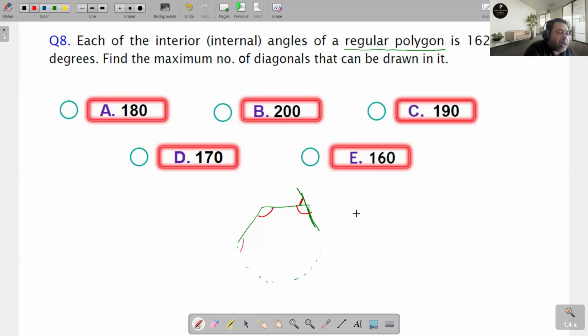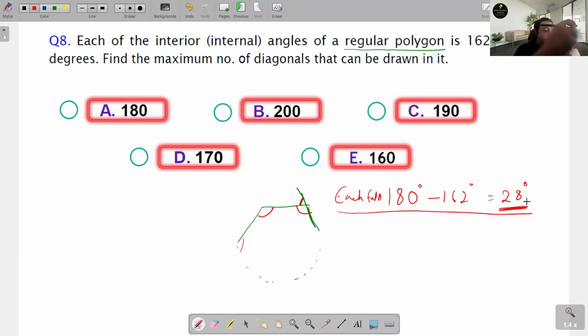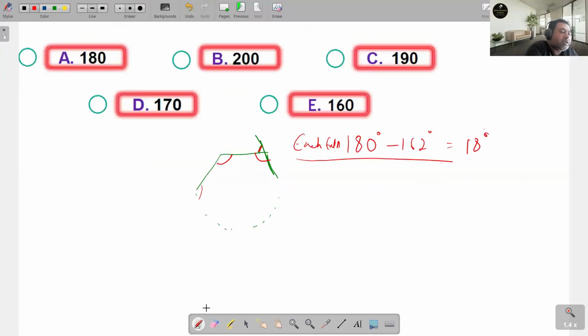Now we see that the interior angle is given as 162 degrees, and the sum of each interior angle and its exterior angle is 180 degrees. So 180 minus 162 will be each exterior angle. Not 28 degrees, sorry, my mistake. 180 minus 162 is 18 degrees. Now let's understand that the sum of all exterior angles is always 360 degrees.